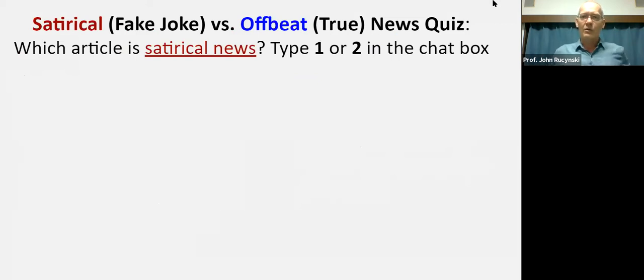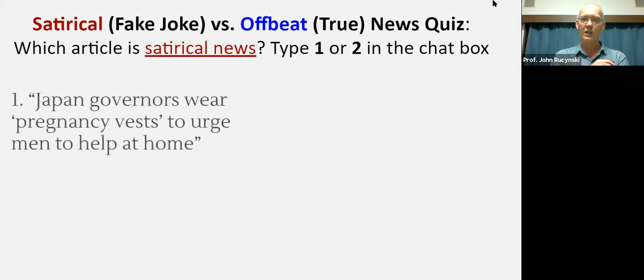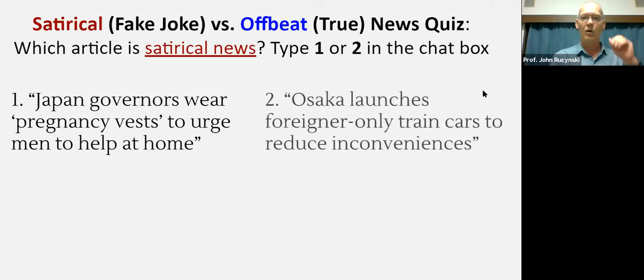Let's try this quick example. I'm going to give you two headlines from Japan, and if you could type in the chat box, one of these is satirical news. So just type one or two, headline one or headline two. One, Japan governors wear pregnancy vests to urge men to help at home. Two, Osaka launches foreigner-only train cars to reduce inconveniences. So which of these was a satirical news item, number one or number two? If you could just type your guess in the chat box.